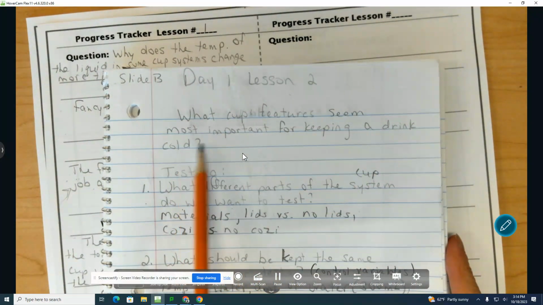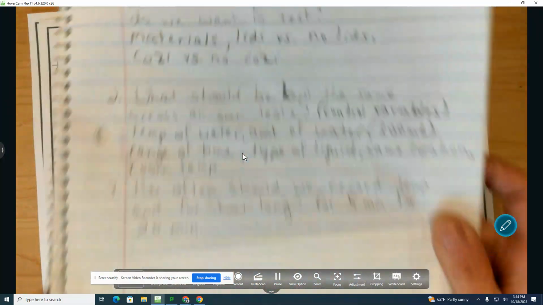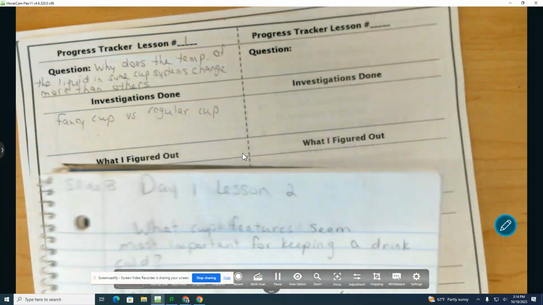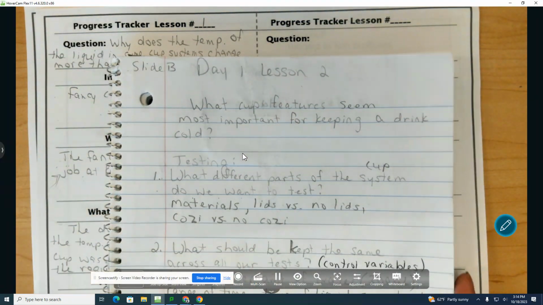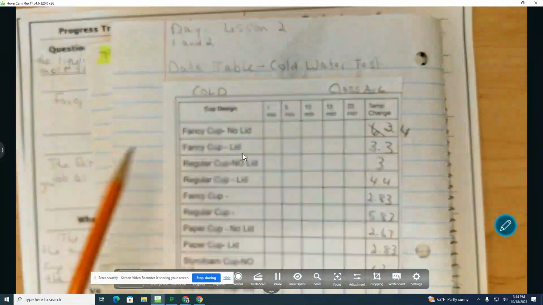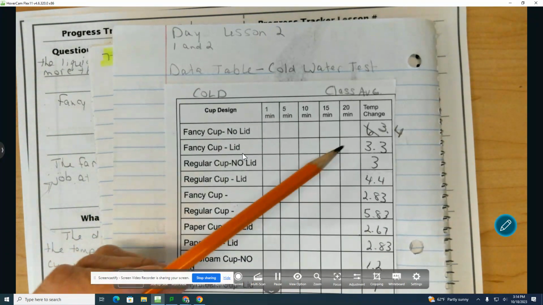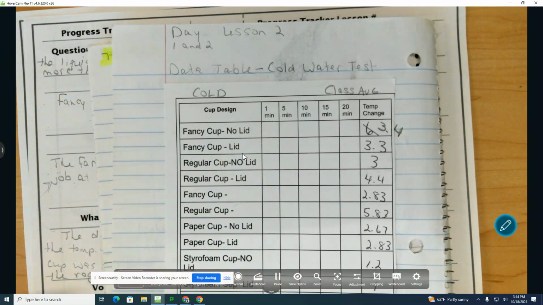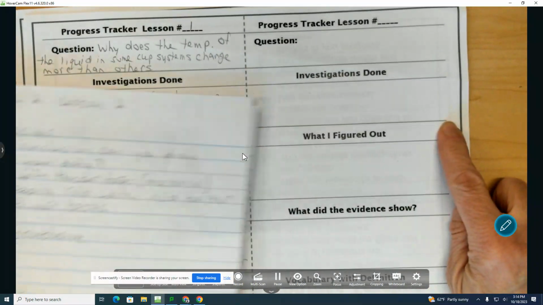But what cup features seem most important for keeping a drink cold? So now that we're on lesson 2, this is going to be information that you're going to be putting here. What was the investigation that we did in lesson 2? So this was the investigation where we tested all different kinds of cups for cold water. All right, and then we came up with this data, okay? And this is when you figured out the averages for all of these cups and the cold water on the inside. So the information that you're going to get for that is lesson 2.